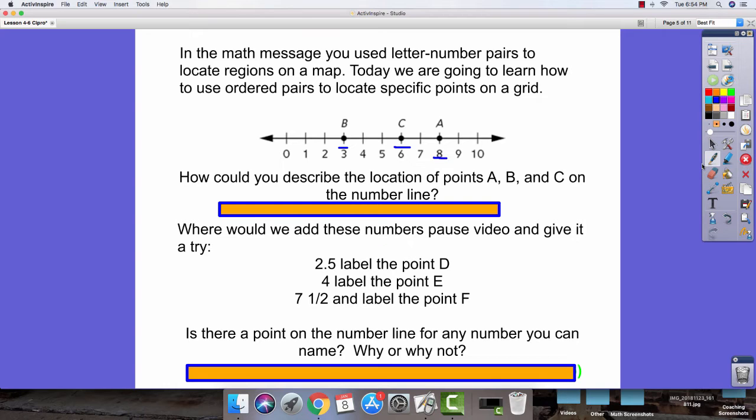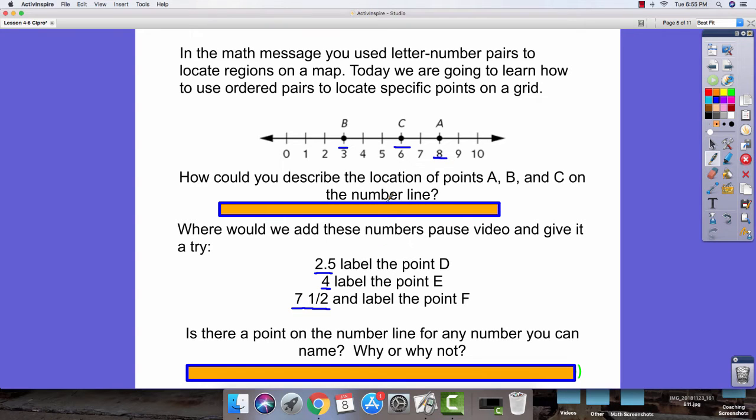Now, flip your page to the second page, okay? I have this number line now on your notes page. I want to know, where would I add these numbers? On that number line, I want you to find the point 2.5 and label it D. Find the point 4 and label it E. Find the point 7.5 and label it F. So give that a shot.